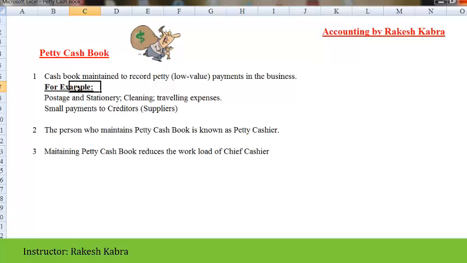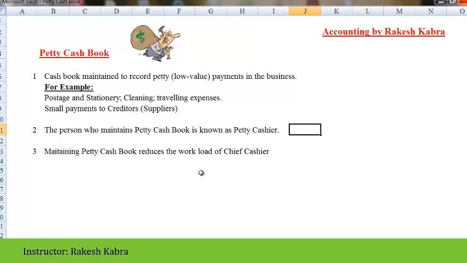And these are the examples of petty payments: postage and stationery, cleaning expenses, traveling expenses, and even if we pay our suppliers small payments, such payments will also be recorded in the petty cash book. And as I told you, to maintain the petty cash book, or to record petty payments in the petty cash book, we appoint a separate person. That separate person will be known as what? Petty cashier. The person who maintains the petty cash book is known as what?